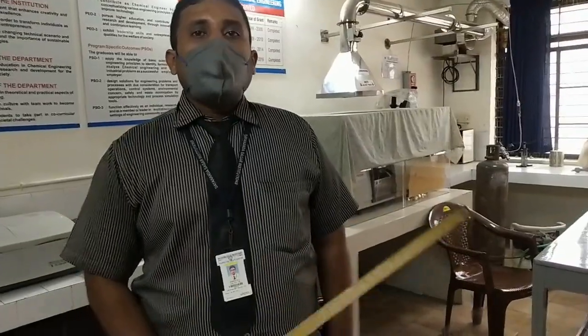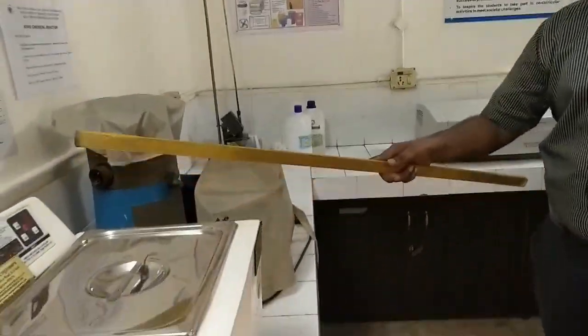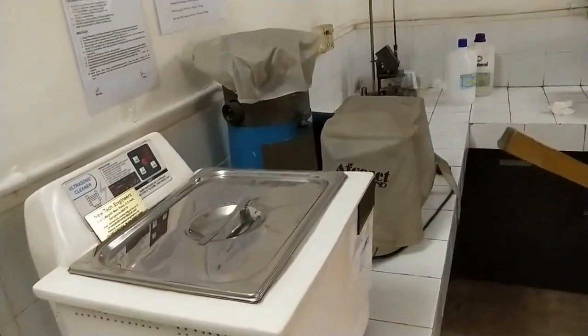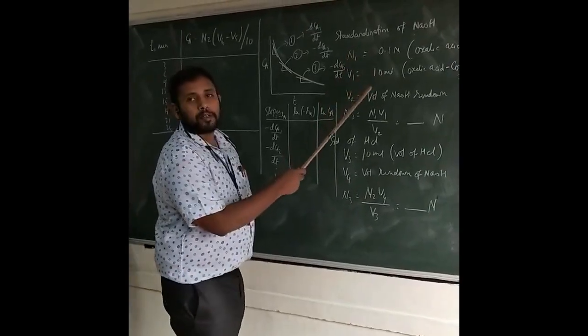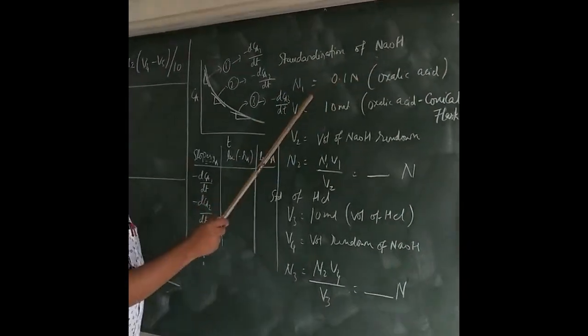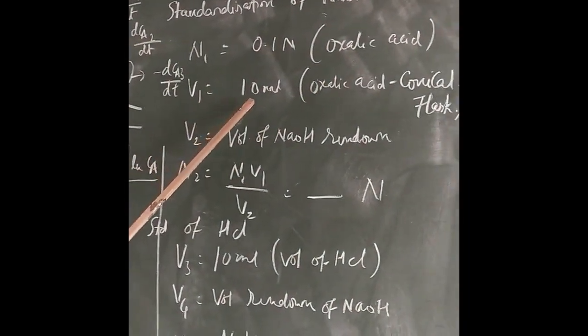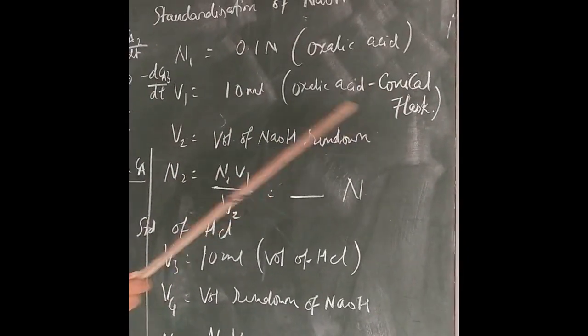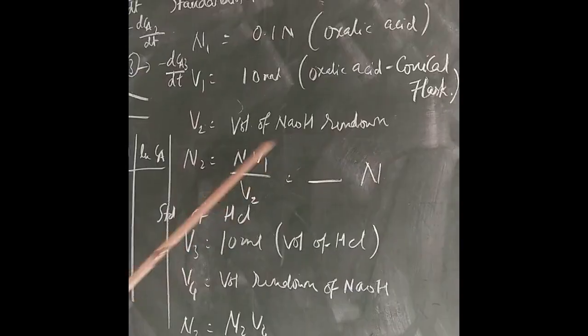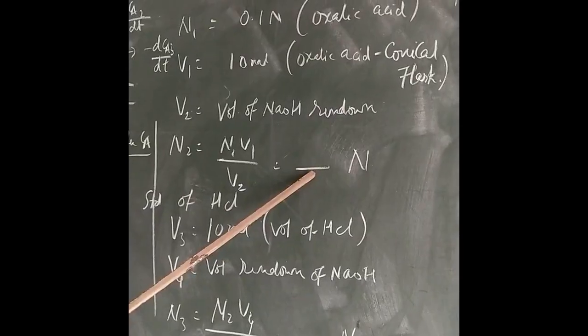Once the reaction is arrested, we need to titrate this mixture against sodium hydroxide, which is already taken in the burette. The end point will be colorless to pale pink. The same experimental procedure is repeated for different time intervals. After the experimentation is completed, in the sonochemical reactor experiment, the first thing is the standardization of NaOH. N1, which is equal to 0.1 normal, is the oxalic acid normality, V1 which is equal to 10 ml is the oxalic acid volume, V2 is the volume of NaOH rendered in the burette, and we get the normality N2 which is equal to N1 V1 divided by V2.